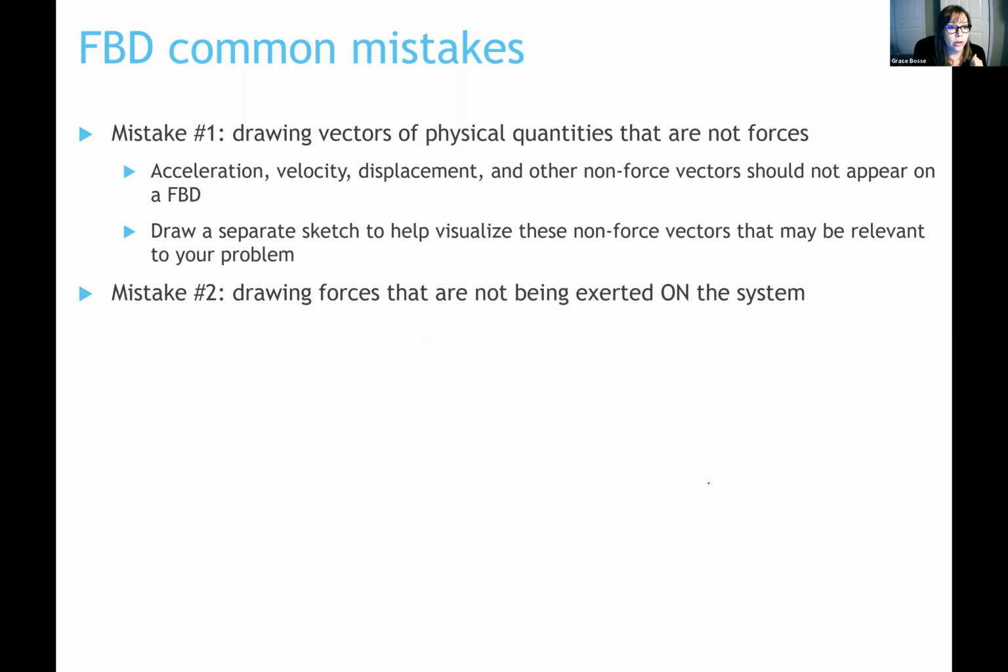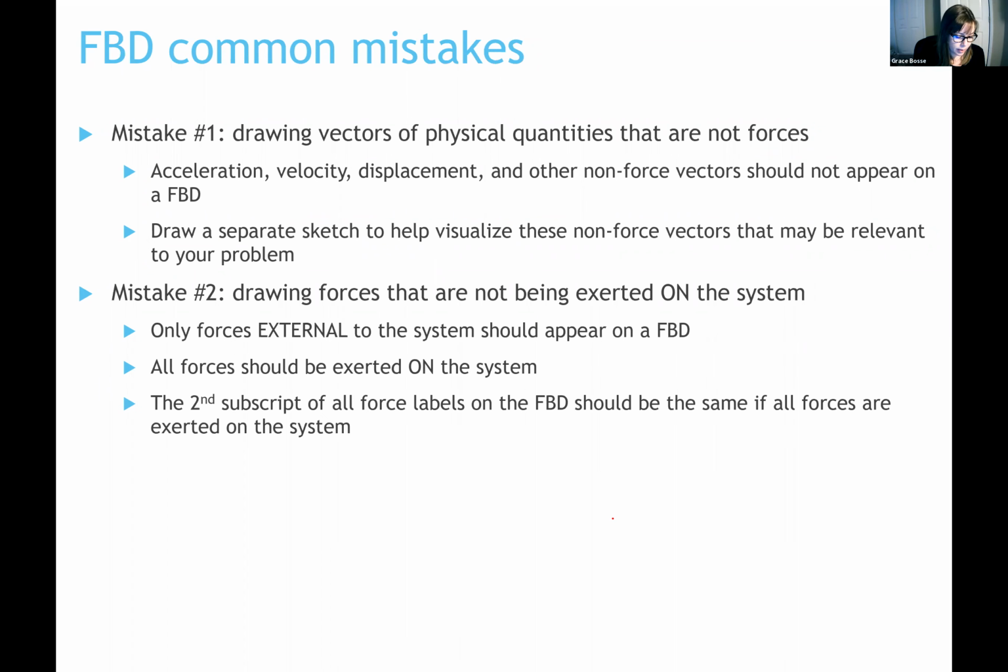Make sure that you are only drawing forces that are exerted on your system. So use those subscripts and make sure that every second subscript represents your system. So it's the force of the earth on the system, and the force of the floor or the dog or whatever. It's always acting on whatever is in your system. So external forces should be drawn on the free body diagram.